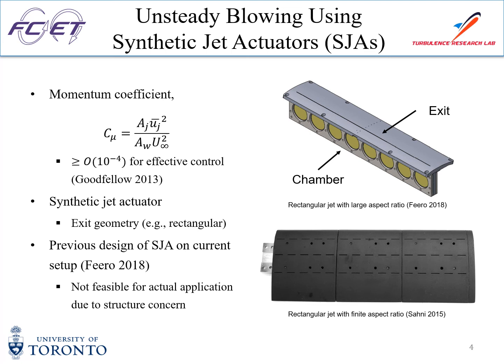Many flow control studies have used synthetic jet actuators as the control device, as they can produce unsteady blowing with enough momentum at those frequency ranges mentioned before, while not requiring a source or sink of working fluid. Synthetic jet actuators come in different exit geometries. The common ones for separation control on airfoils are rectangular, as can be seen in the examples at the right.